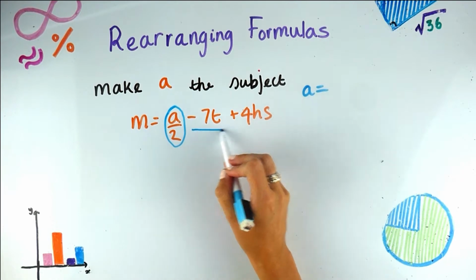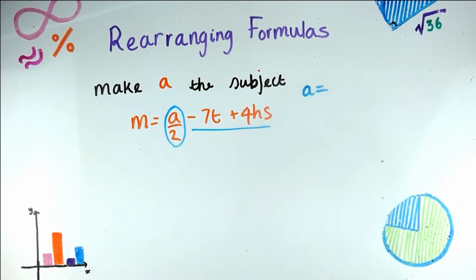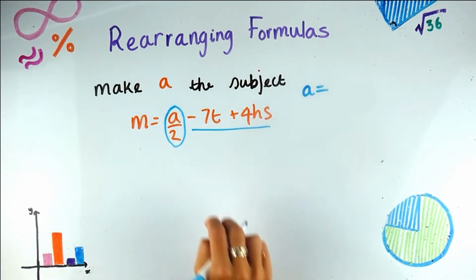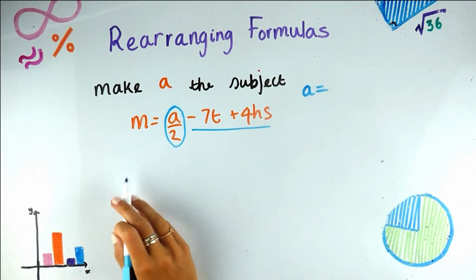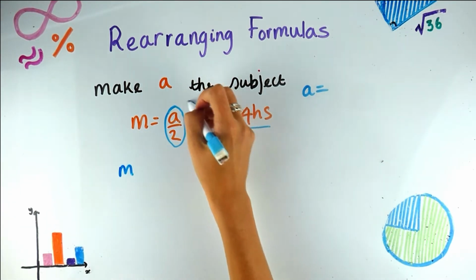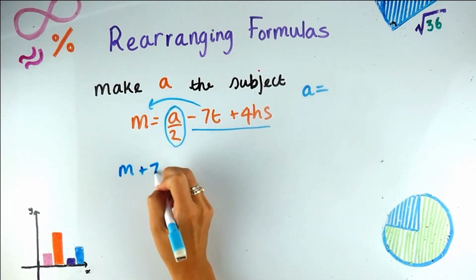So that means I can just get rid of these two. We want to take them over the other side of the equal sign because we can't just rub them out, even though technically we could. That wouldn't be maths though. So we want to move this minus 70 over here, which means we get plus 70.